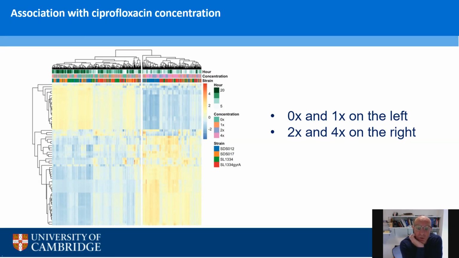So the 0 and the 1 times concentration MIC are on the left-hand side, and the 2 and the 4 times are on the right-hand side. So as you increase the concentration of the drug, that really has an impact on how the bacteria respond and change their morphological characteristics. Remembering that this is the multiple different parameters that we take off the Opera.